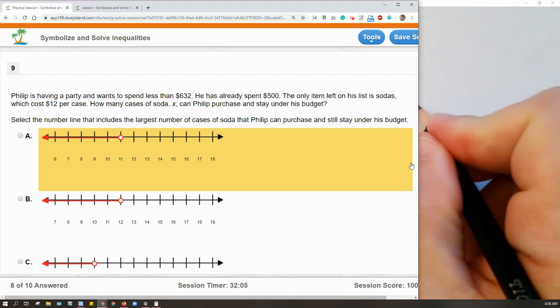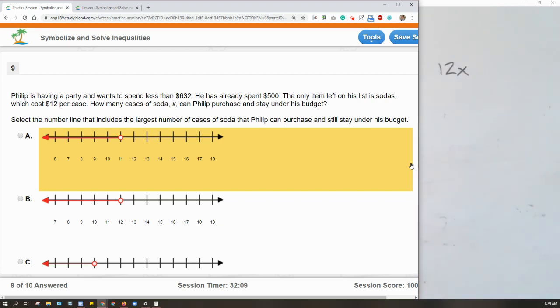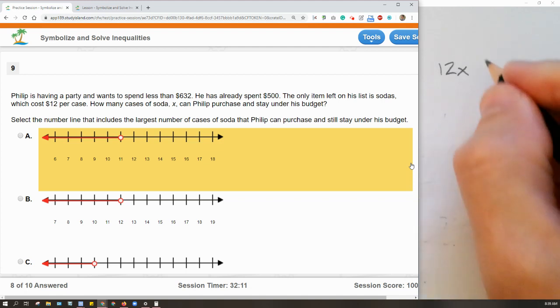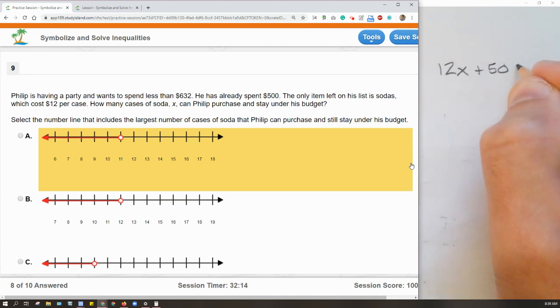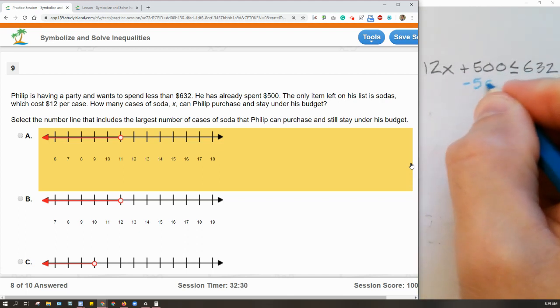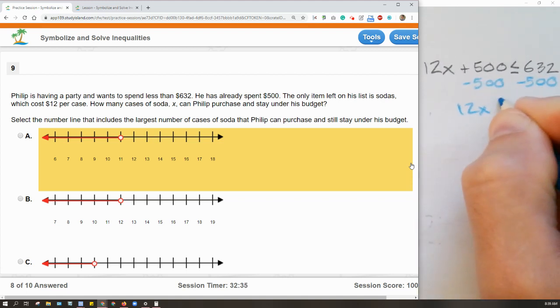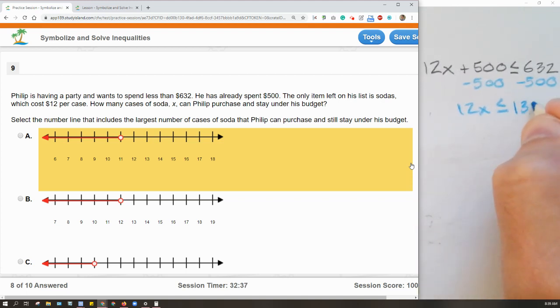So here we go. $12 per case, 12 times X, plus the $500 he's already spent, has to be less than or equal to the total amount he wants to spend, which is $632. Because we can spend $632, or we can spend less, but we can't spend more than that. That'll be over his budget. So I can now subtract 500 from both sides. So 12 times X is less than or equal to 132.